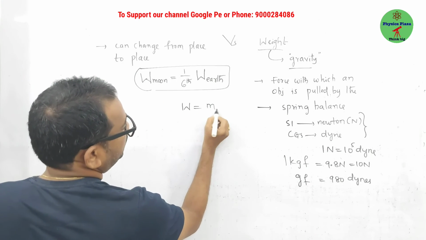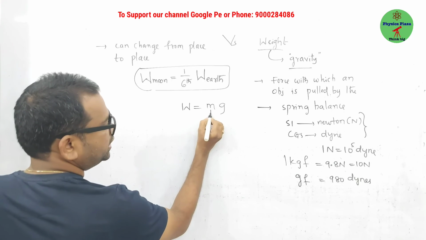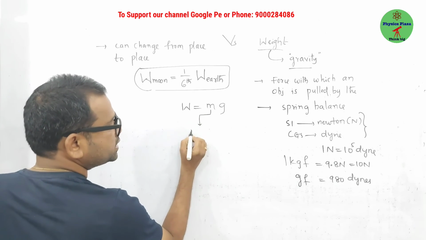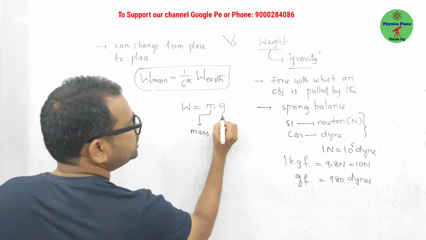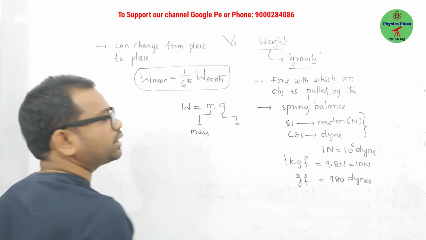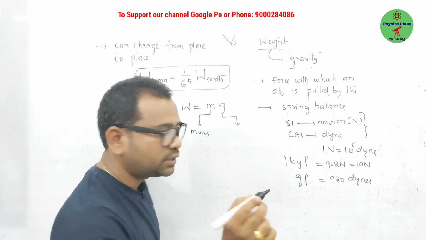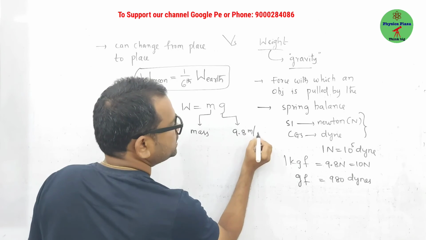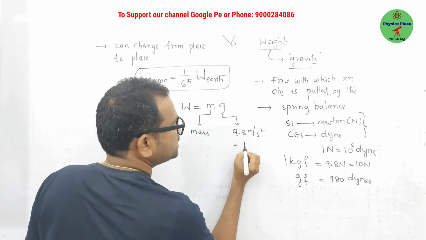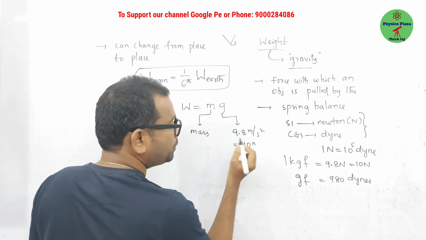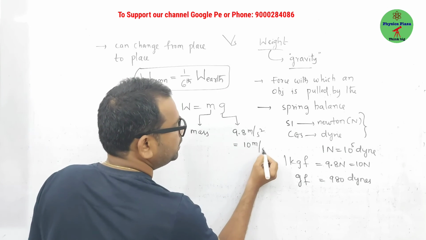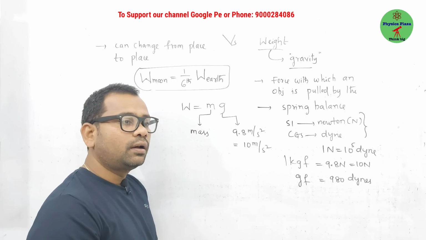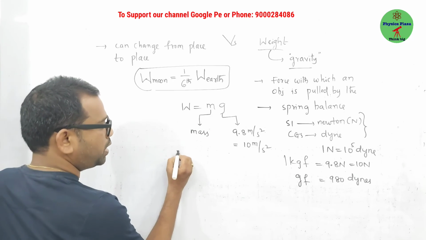W is equal to mg. Dear children, here m is the mass of an object. g is the acceleration due to gravity. On the earth's surface, this value is fixed, 9.8 meter per second square. As an approximation we can take it as 10 meter per second square.